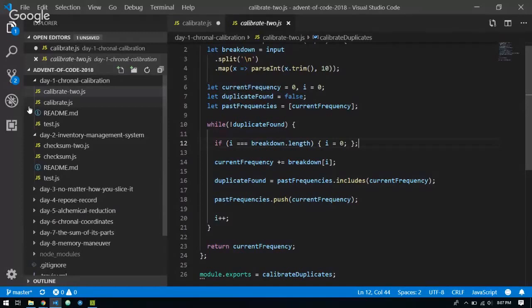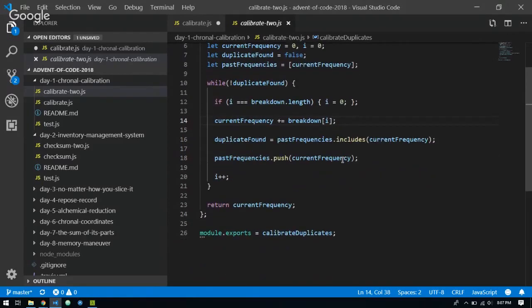That means I need to start over again. So this was my way of looping back around. I set my counter back to 0. While I'm doing that, I do something very similar to what we did in my first solution: I have my current frequency, and I'm adding or subtracting it to the current item in my breakdown. That's here.